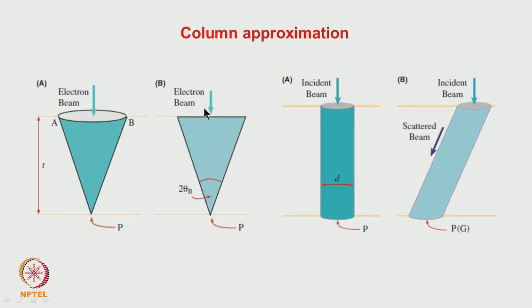Okay. If we know this, what is the value of theta b normally in the case of a TEM sample? Especially, it is less than half a degree. Okay. If it is half a degree, and I assume that the sample size is about 100 nanometers, this diameter will turn out to be about 2 nanometers. So, in most of the samples, the column size is taken to be 2 nanometers for the calculation. Okay. This is how the calculation is being done.